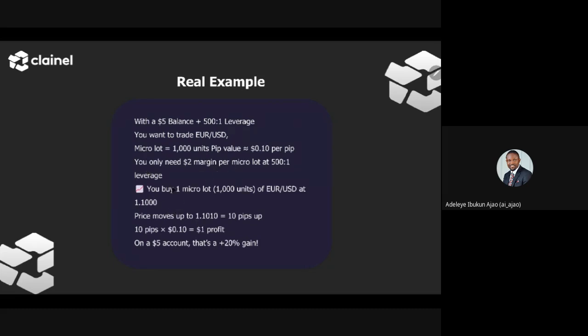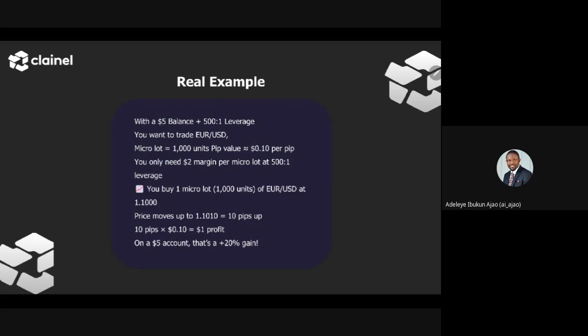So now back to our example. You buy one micro lot, which is 1,000 units of Euro USD at 1.1. Price moves up to 1.1010, which is your 10 pips. So how do you calculate your profit? 10 pips times 10 cents is equivalent to $1. So for every 10 pip increment in price with your micro lot size, you get $1. Let's say price moves up 100 pips in your direction. You're making $10 profit with your $2 margin. This is how the leverage system works in the forex markets.